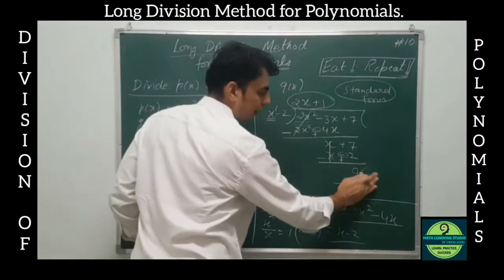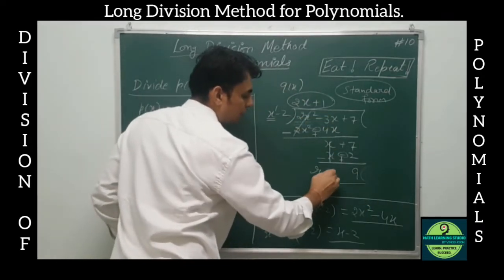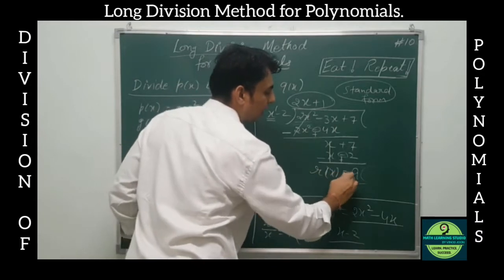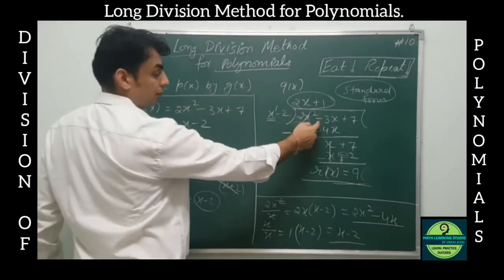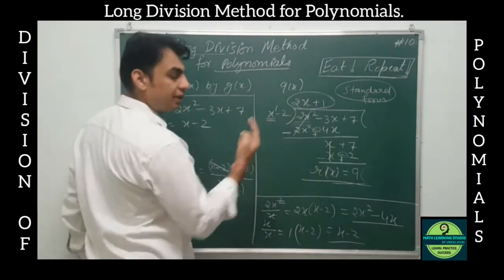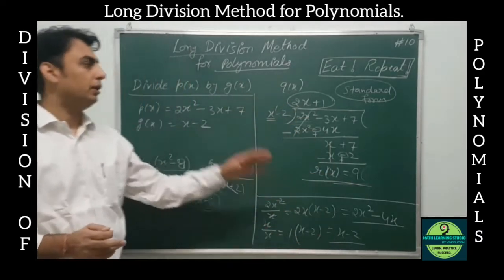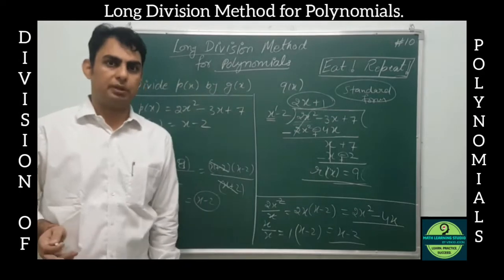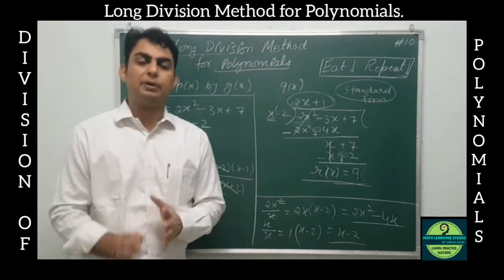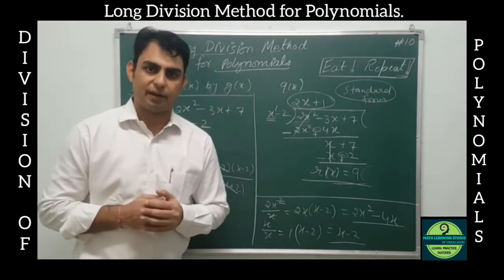This 9, x will not be there. This 9 becomes the remainder, so we write r of x. This was the dividend, and x minus 2 is the divisor. So this is the method that we call the long division method of polynomials. Let us take two more examples so that you can get a better understanding.